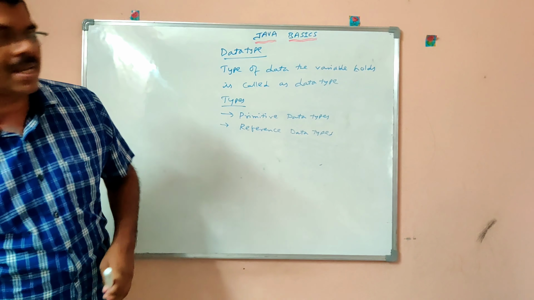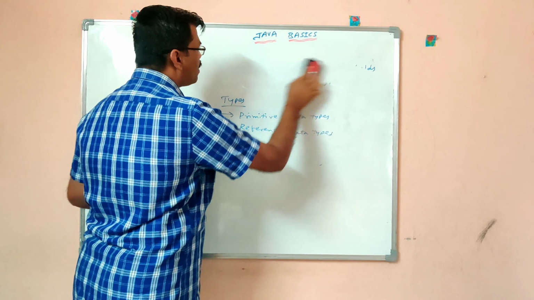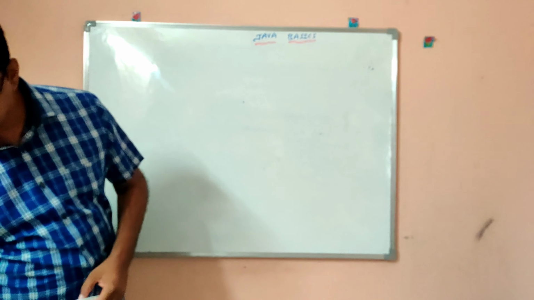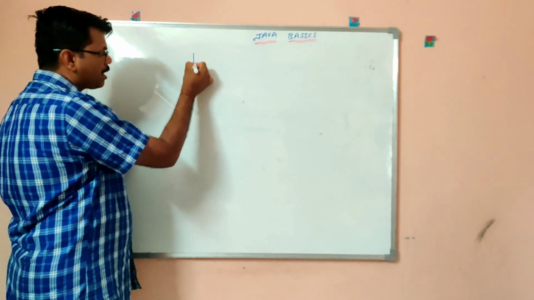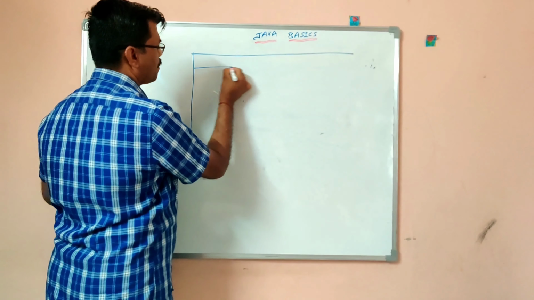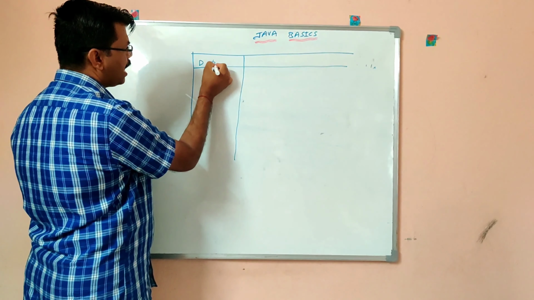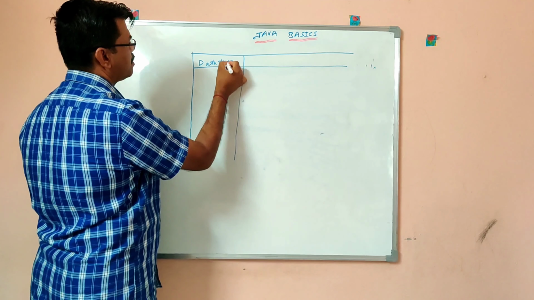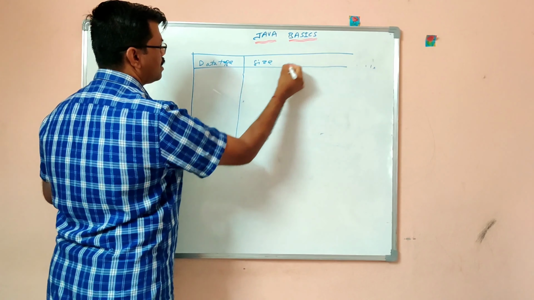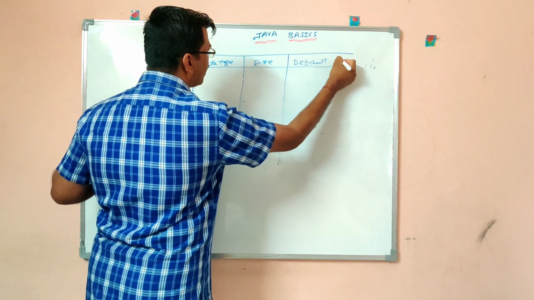The basic data types like int, float, char, they are called as primitive data types. We have totally 8 primitive data types in Java. Let me draw the table of this. This table is very important. Data type, size, and a very important term, default value.